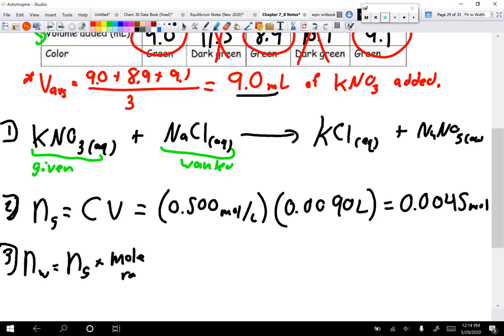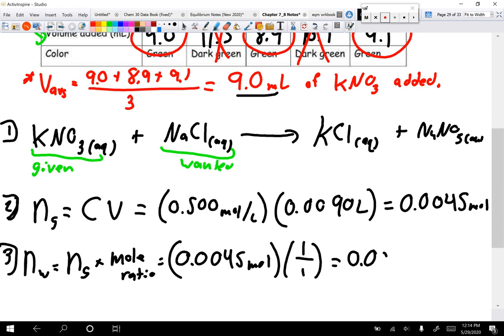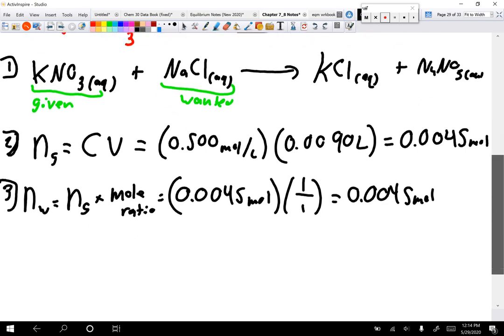Step 3, find the number of moles of our wanted is equal to number of moles of our given times our mole ratio. So we take our 0.0045 moles, multiply by our mole ratio, wanted, 1 over given 1. And we get 0.0045 moles. And last but not least, step 4, solve.